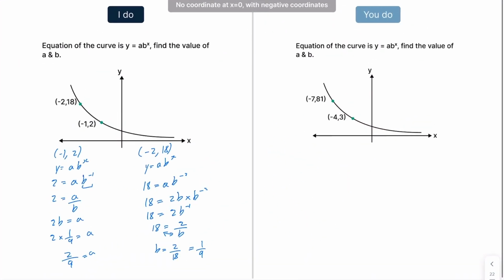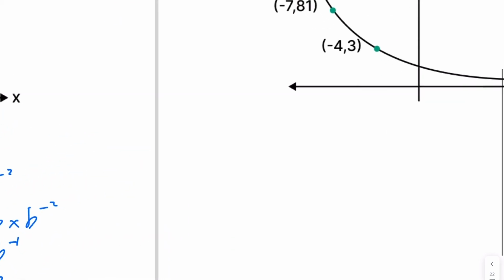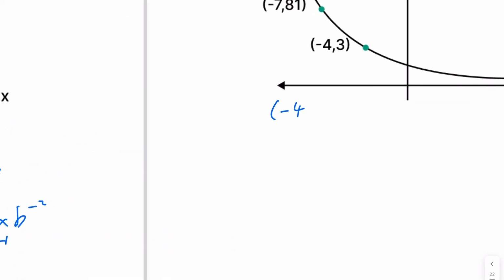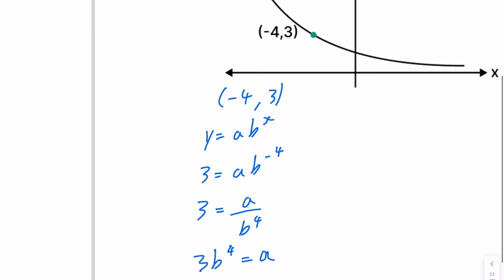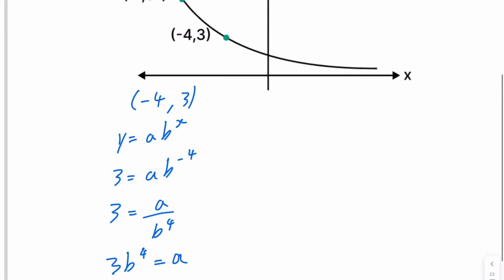So again, hopefully you've pressed pause and had a go at the example on the right. So again, if we start off with minus 4 and 3, y is equal to ab^x. We know that y is 3. And I'll just rearrange this now so it's quicker. I can just write that there, and 3b^4 is equal to a. Again, just using the laws of indices there.